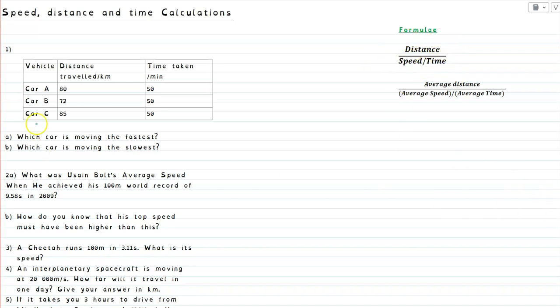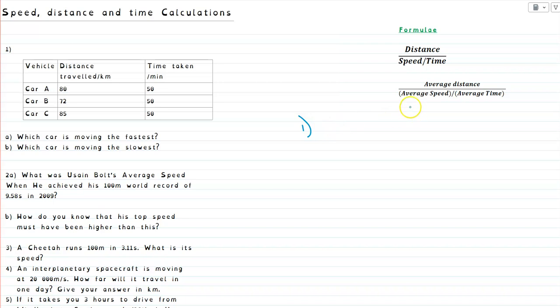Okay, equation number 1. It says here, they give us a table. There's 3 vehicles. They give us a distance these vehicles traveled, and they give us the time that these vehicles traveled in. Now our first question says, which car is moving the fastest? Okay, so now we see that, yes, all the times are the same, but the distance traveled is different. Let's work out the speed for each of these vehicles.